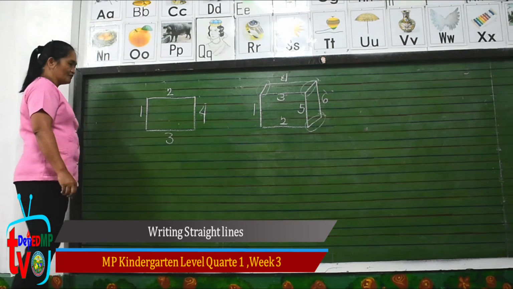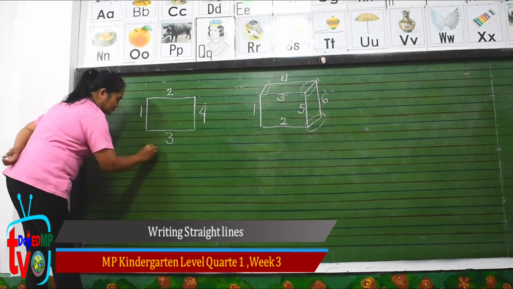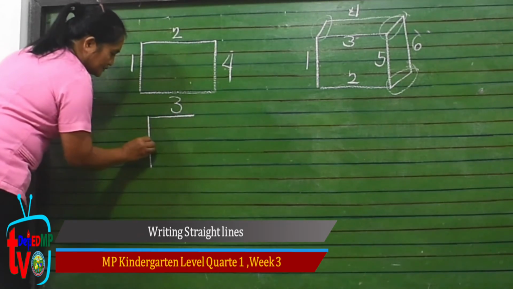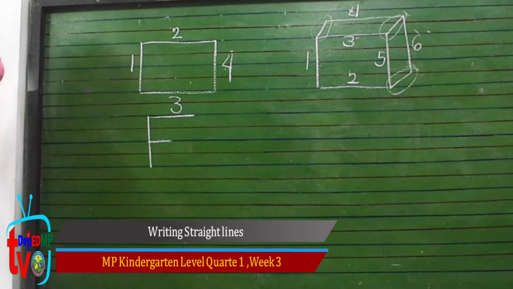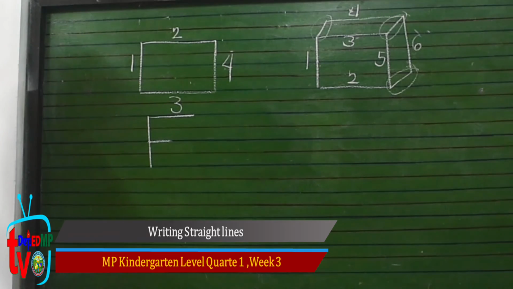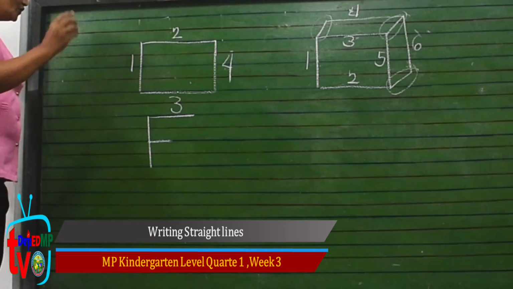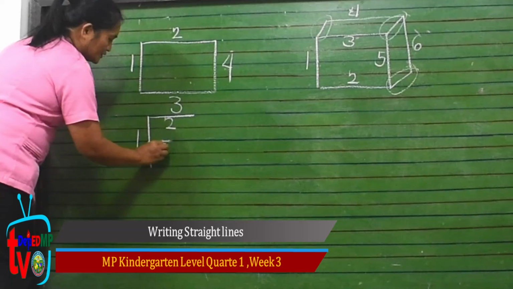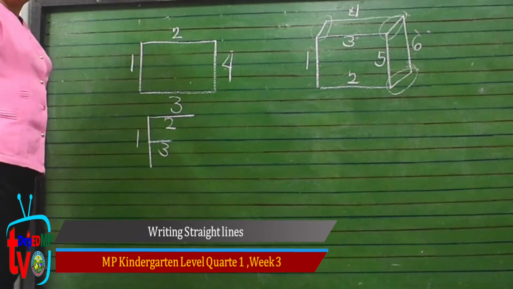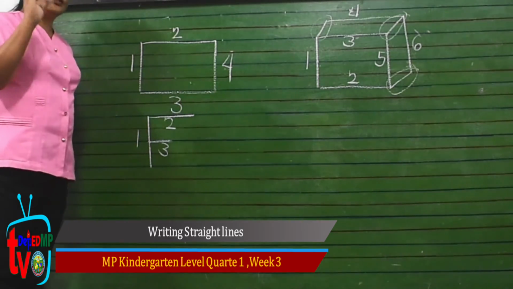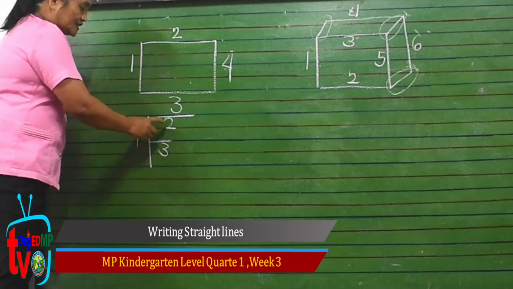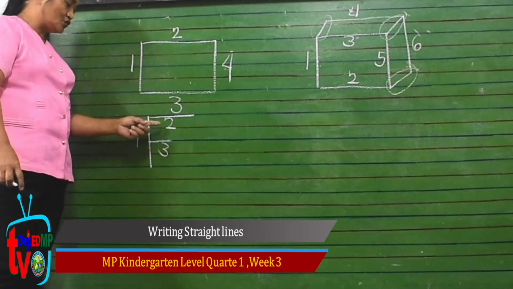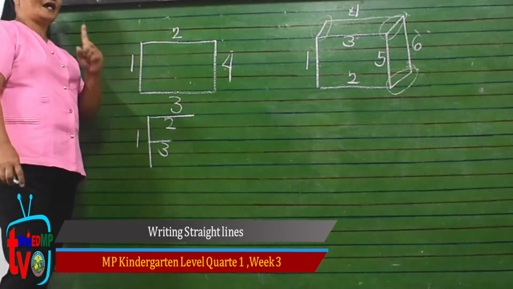The next figure, let's have this one. 1, 2, 3. How many straight lines did we use? 1, 2, 3. Okay, there. How many straight lines? Yes, we used 3 straight lines. 1 standing line and 2 sleeping lines.